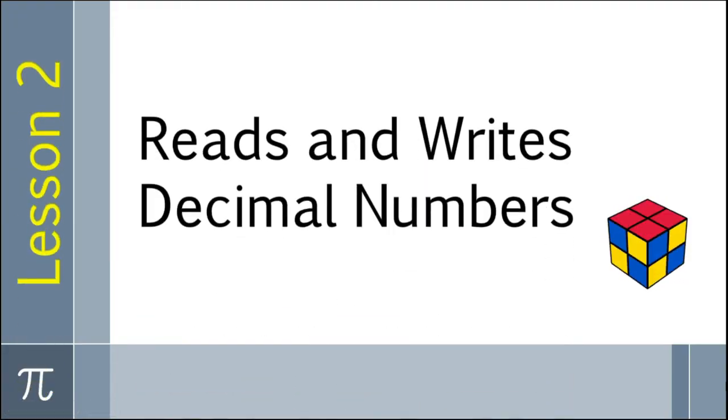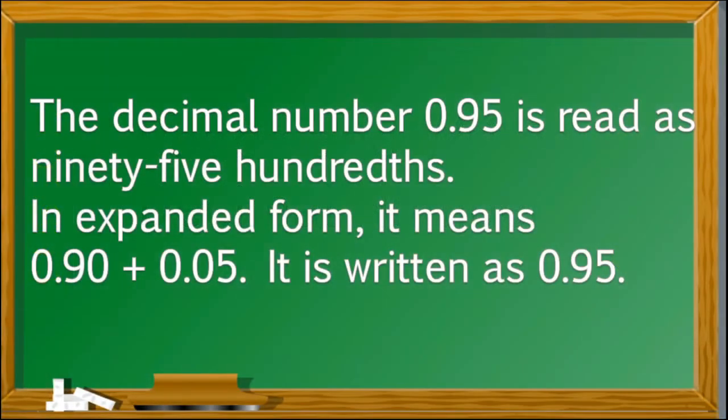Okay, lesson number 2. Reads and writes decimal numbers. The decimal number 95 hundredths, ito yun. It is read as 95 hundredths. Okay, in expanded form, it means 9 tenths and 5 hundredths. So 95 hundredths is written as 95 hundredths.